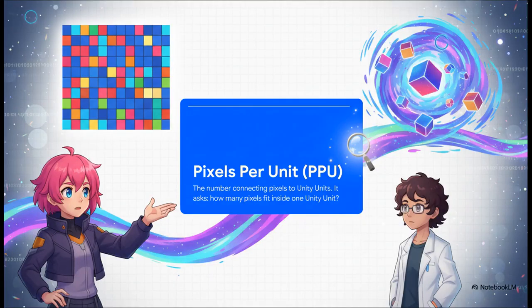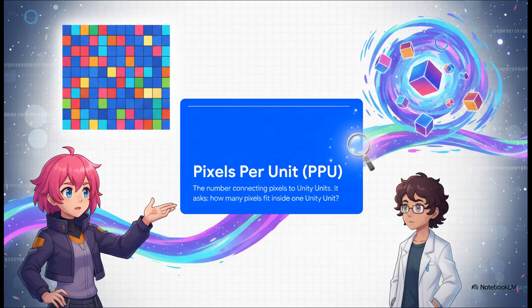So, we have our art, which speaks in pixels. And we have our game world, which we're now thinking of in meters or units. How do we connect them? How do we translate between the two? Well, that's where the magic bullet comes in. It's a single, crucial setting called pixels per unit, or PPU for short.